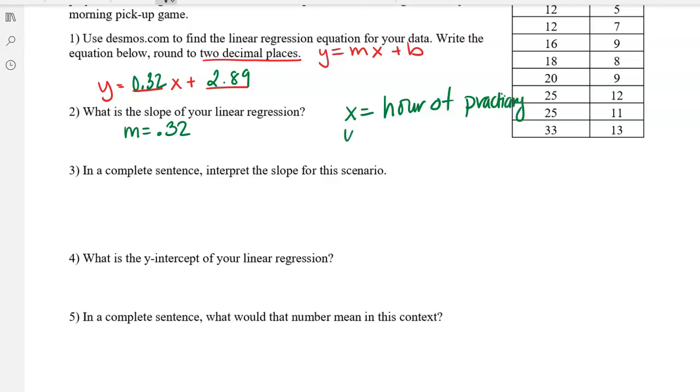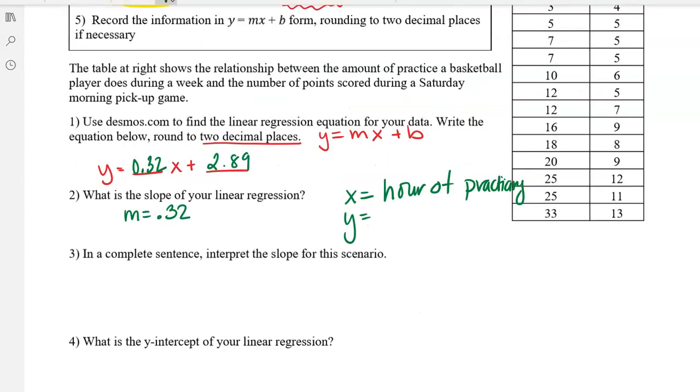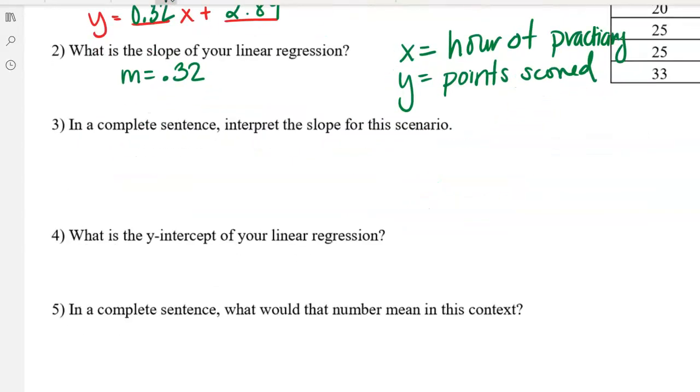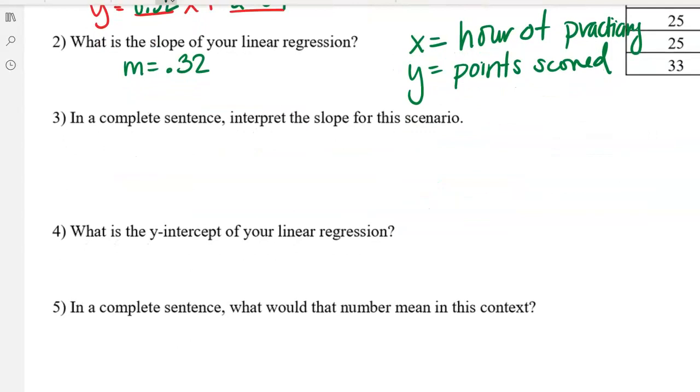And Y represents what? Okay. And the number of points scored during a Saturday morning pickup game. So what's Y? What is Y? Point score. You are correct. We need to know what inputs and outputs, guys, represent for us to write our sentence.